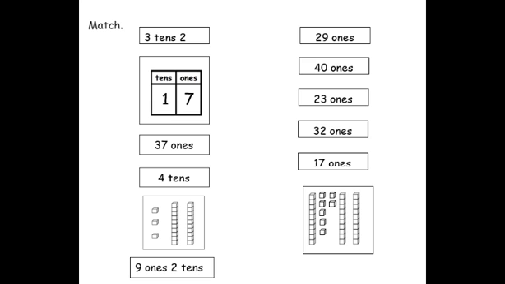Here we're going to match numbers thinking about their place value. The first number I have is 3 tens and 2. That 2 would be considered 2 ones. So I have 3 tens and 2 ones. If I broke apart my 3 tens, that would give me 30 ones. Well, 30 ones and 2 more ones would be 32 ones altogether. So I'll match this box with 32 ones.